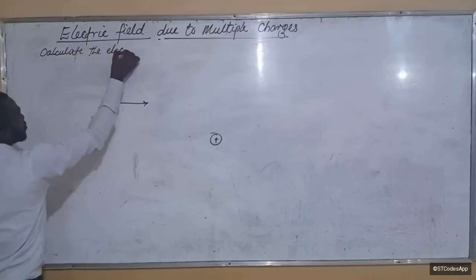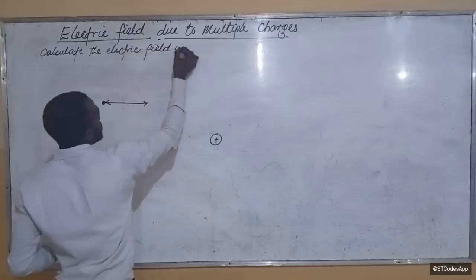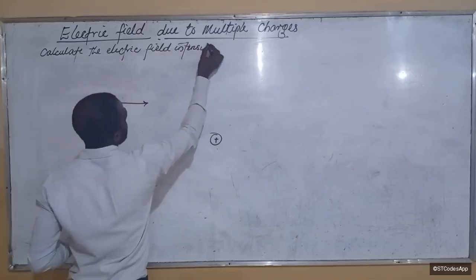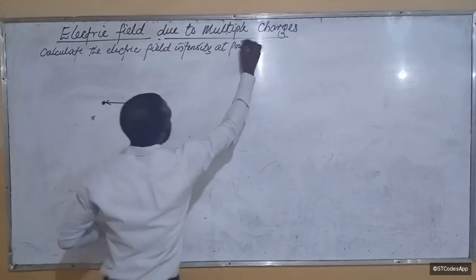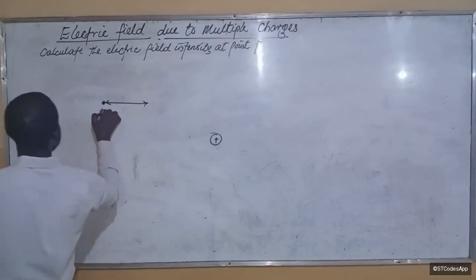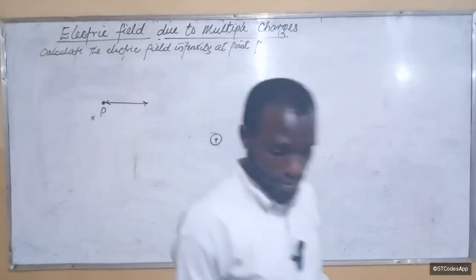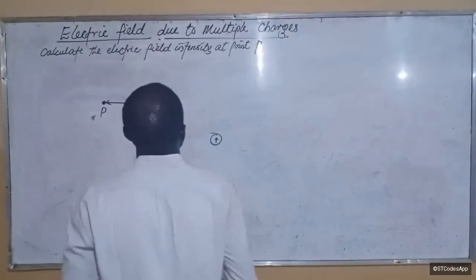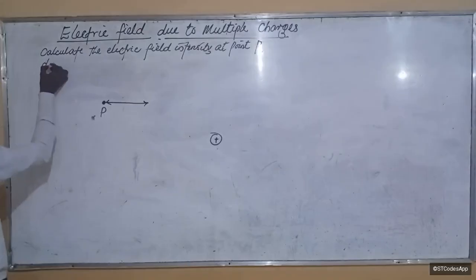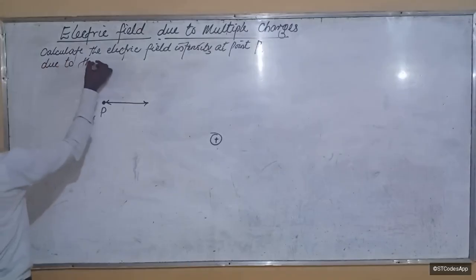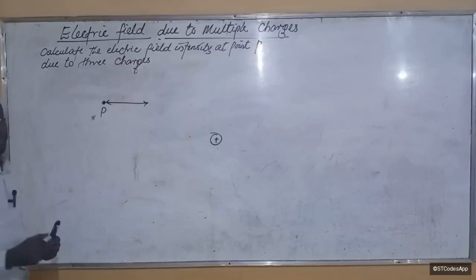So calculate the electric field intensity at point P, for example. So let's call this our point P. We want to calculate the electric field intensity at that point P due to, let's use three charges first. For example, let's use three charges.